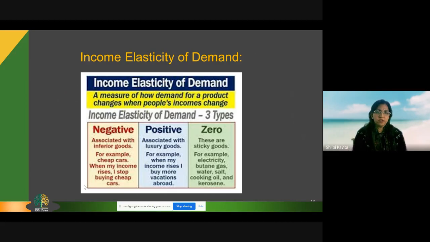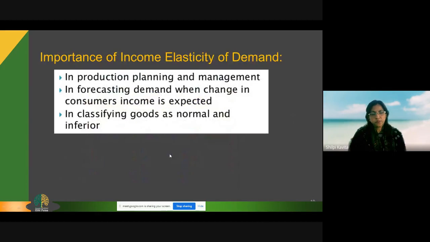So concluding this income elasticity of demand, now we all know negative, positive, and zero. Negative is associated with inferior goods, positive is generally associated with luxury goods, and zero generally for very essential items, necessity goods. So these are the three types of income elasticity of demand.